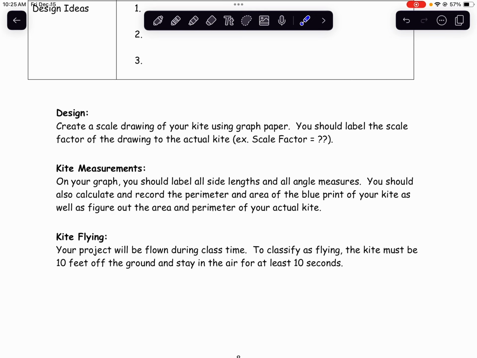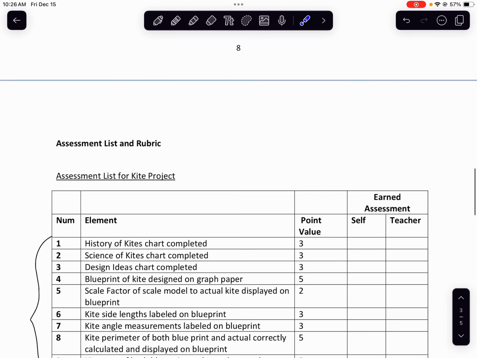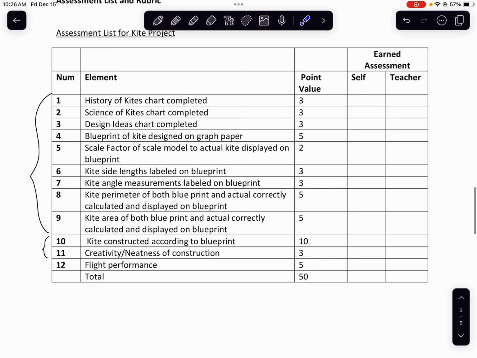Okay, your kite measurements. It says on the graph, you should label all side lengths and all angle measures. So you need to do that for your blueprint, and then use your scale factor to say, okay, how big is my kite actually going to be? Because you need to know how big it's going to be so that you can bring in enough materials. Okay, it says you also have to calculate and record the perimeter and area of the blueprint and your kite. Okay, again, you need enough materials. So that's what it says here of your actual kite. Okay, and then eventually we're going to be flying it next week. So this is where you can make sure you have everything done.